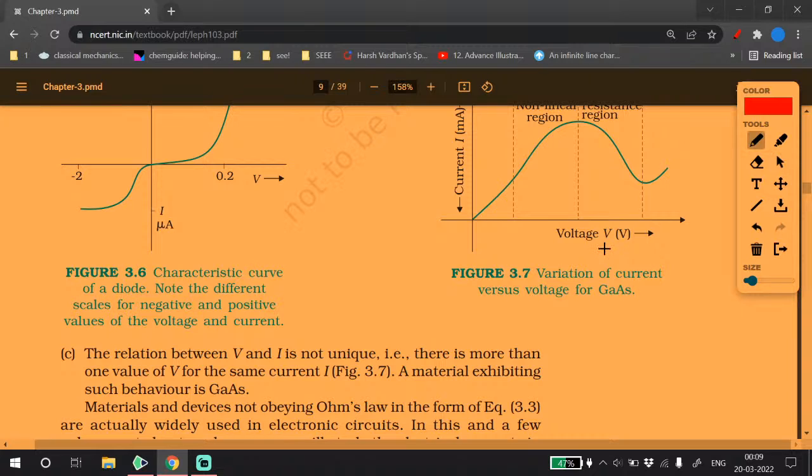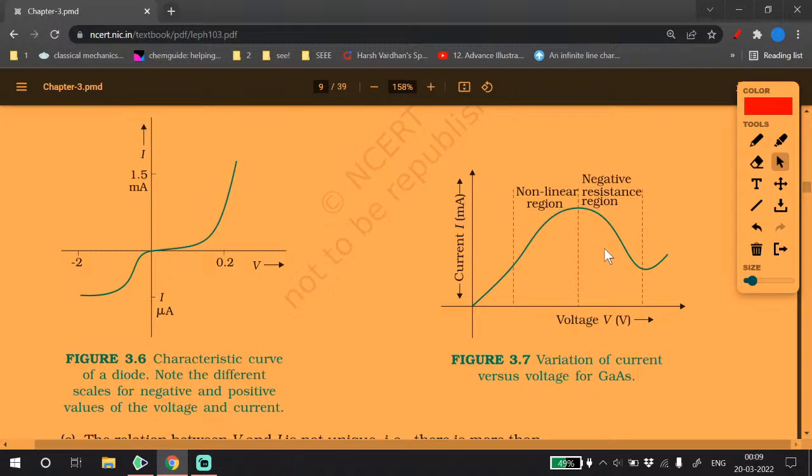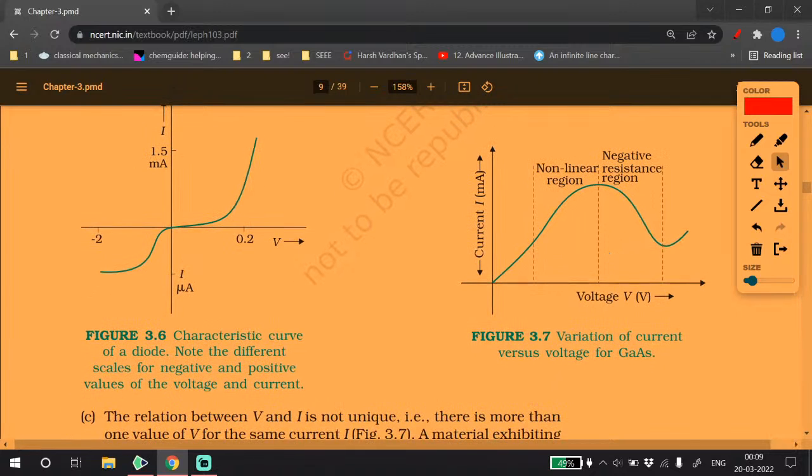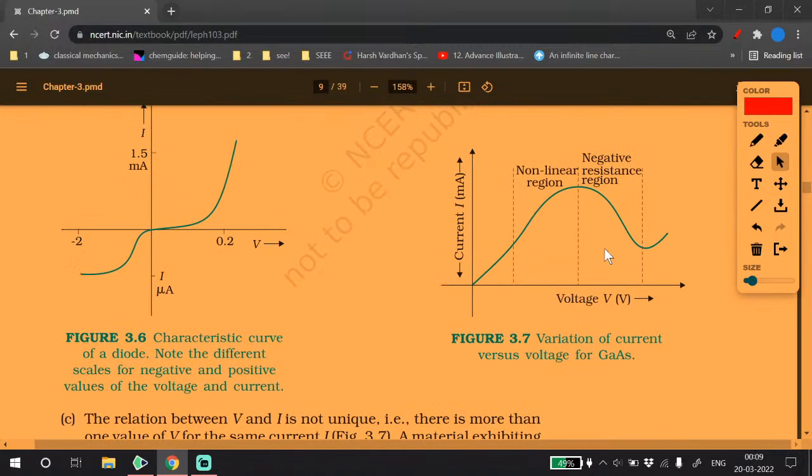We can draw a line here, which is only for the same value of current, where there are different voltages. Gallium arsenide is one of the best semiconductors. You can see from the gallium arsenide graph, the current is in milliampere, and at first it follows a linear relationship, then it becomes non-linear, and even more shocking is the negative resistance, so it is a curved one.